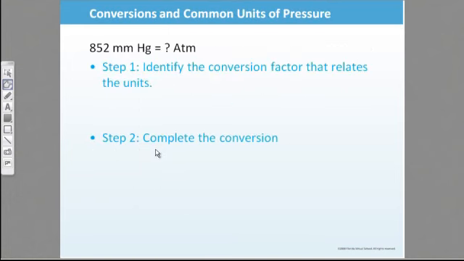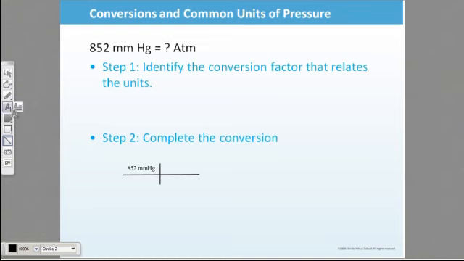And then the second part is, of course, just to go ahead and complete the conversion. So let's write this down here. We have 852 millimeters of mercury. And again, we need that in atmospheres. So we set up our conversions just like we did back in segment 1. Set it up as a fraction. That way we can make sure we're canceling out our units properly.